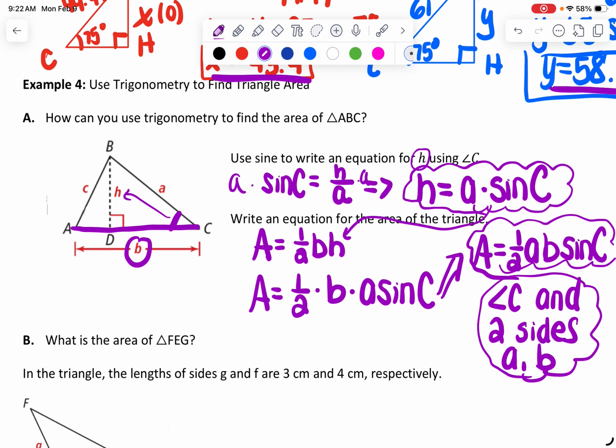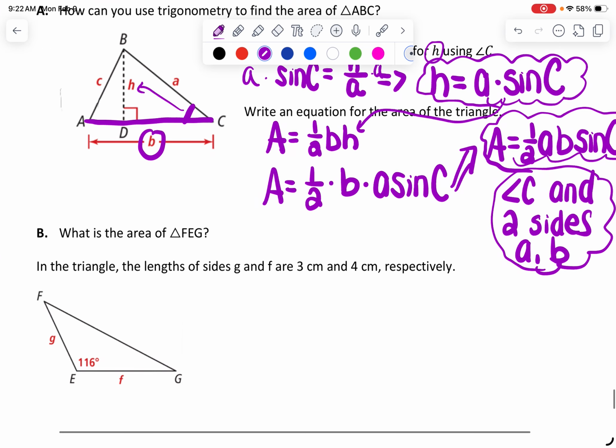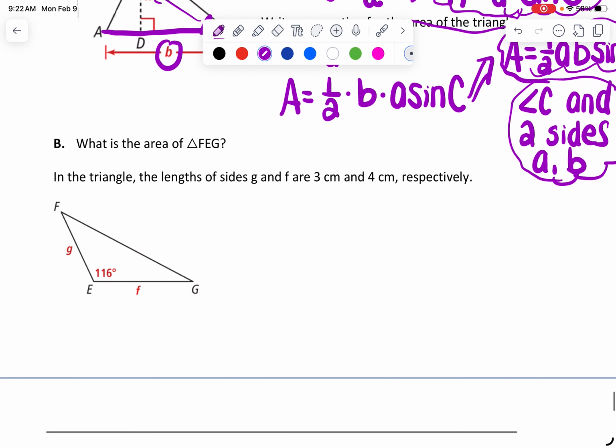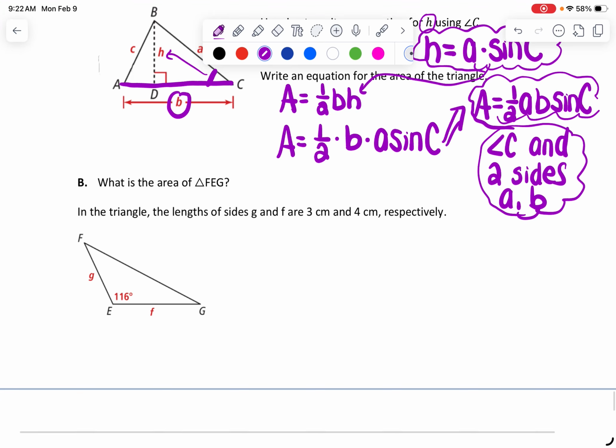All right, cool. So here's what I'm going to do. I'm going to just basically use that to help me find the area. So it says, what is the area of FEG in the triangle? The lengths of the sides G and H are 3 and 4. So let's fill those in. So this here is 3. This here is 4. And then the angle I'm using is this angle right here.